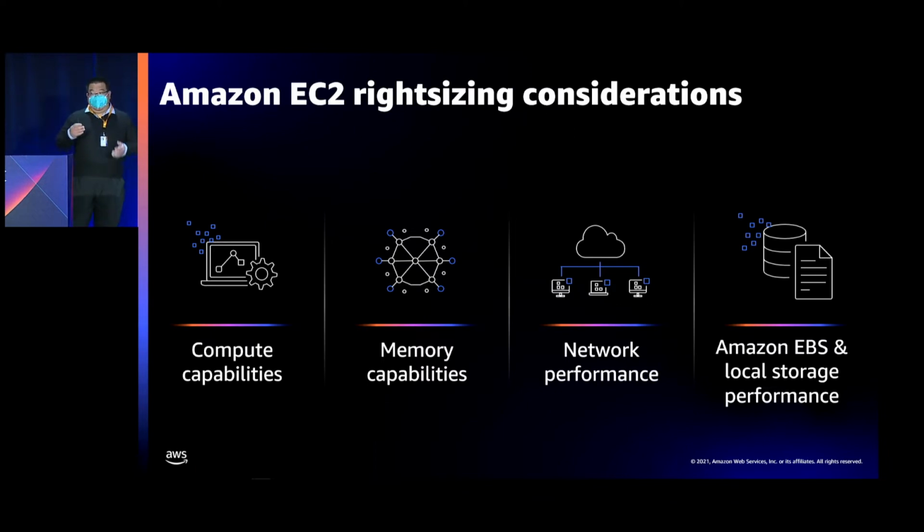And the last one is the storage. So there are 2 types of storage. One is the local storage: the physical hard drives, SSDs, and HDDs attached. They're physically located in an instance. And then there are also Amazon EBS volumes that are remotely attached to the instance. And we analyze the IOPS and throughput information of both EBS and local storage.